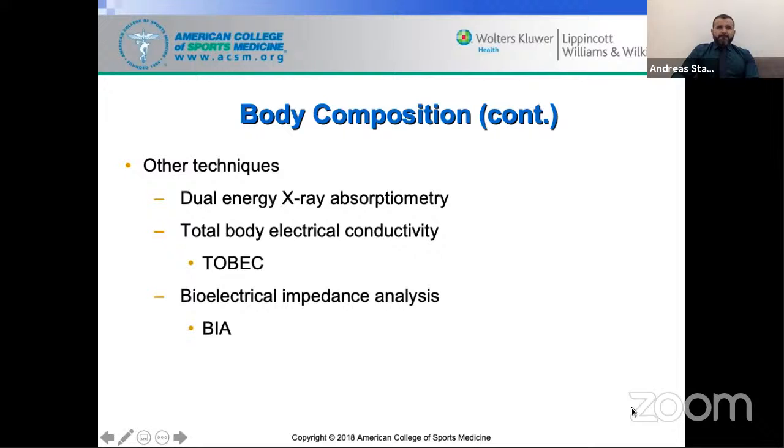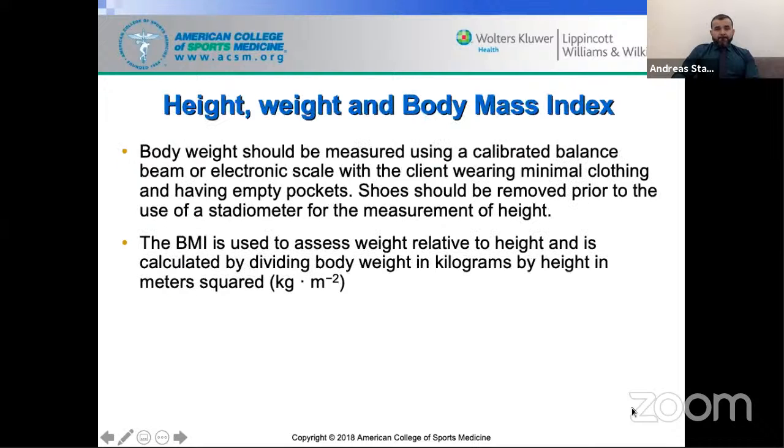DEXA and BOD POD are techniques that we don't normally see in labs unless they can afford them. We're talking about huge machines that cost a lot. I haven't seen a BOD POD. I've seen DEXA a lot of times. And then BIA is the bioelectrical impedance analysis, but it really depends. Like when you go to a gym, you usually see that chip thing that we use for this, but there's way more expensive equipment to do the BIA. All right.